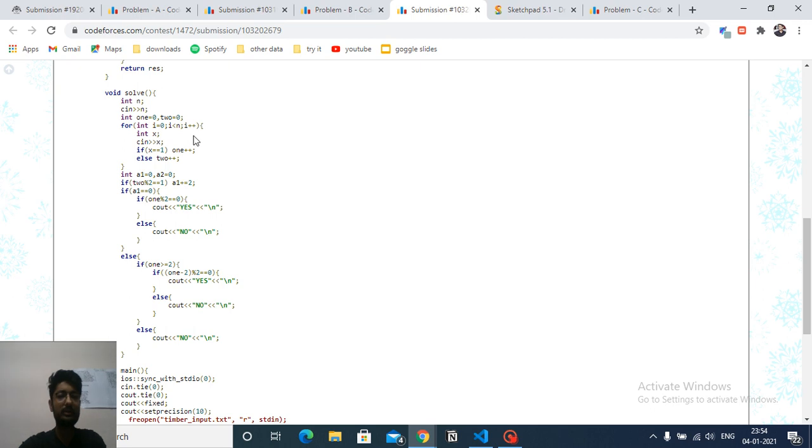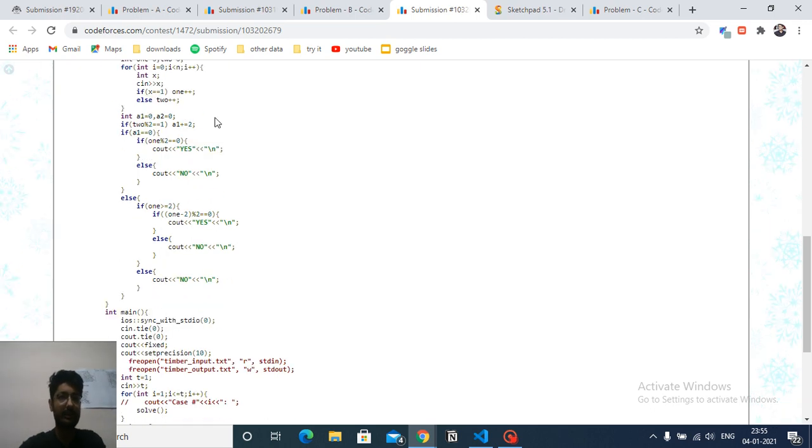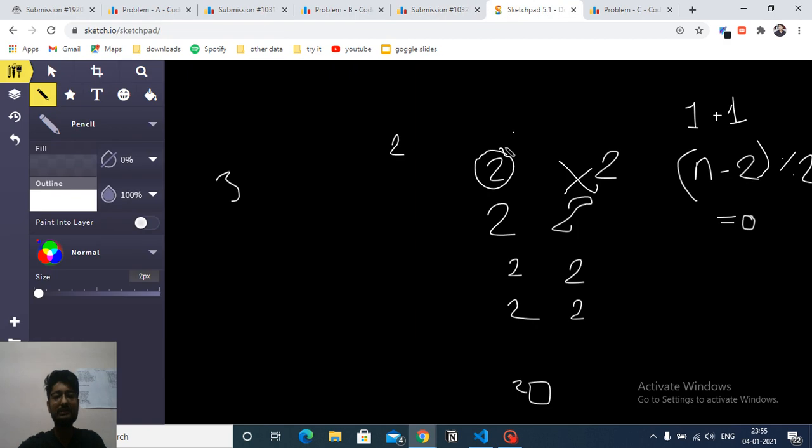So what you can do here is first count how many candies of type 1 and type 2 there are. Then, if the number of candies of type 2 is odd, it means the other part has more weight. What you'll do is make the other person take 2 candies more, or you can just mark it out also. If both of them are equal, the answer is yes, or else the answer is no.